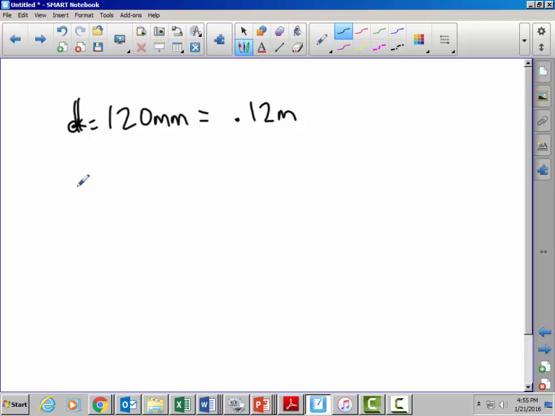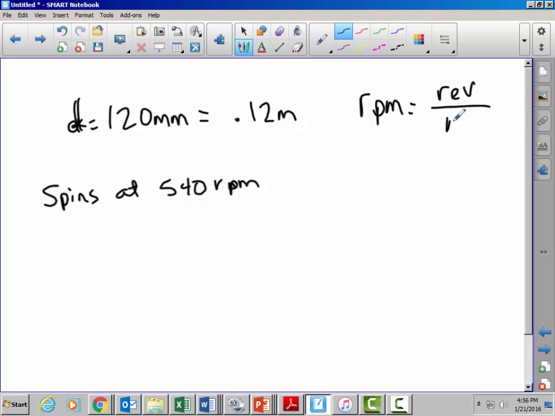Then it says it spins at a rate of 540 RPMs. This might not be something you're familiar with, but an RPM stands for a revolution per minute. How many revolutions the object is making per minute. So let's rewrite that under here. 540 revolutions per minute. All right, fabulous.